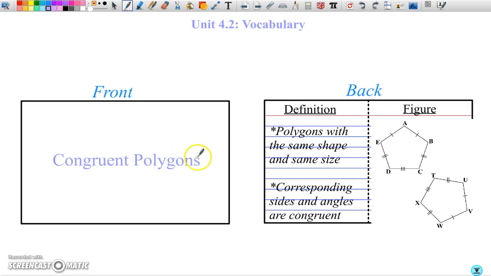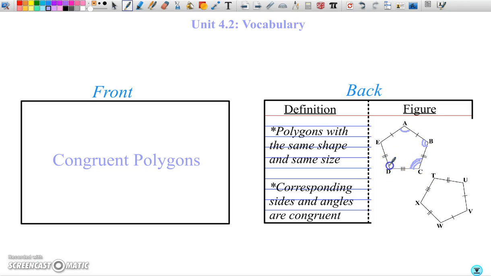Congruent polygons are polygons with the same shape and same size. The corresponding sides and angles are congruent. I want you to draw this pentagon, and then mark the angles. We're going to mark them 1, 2, 3.